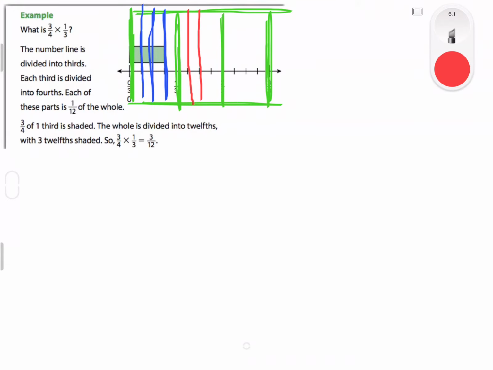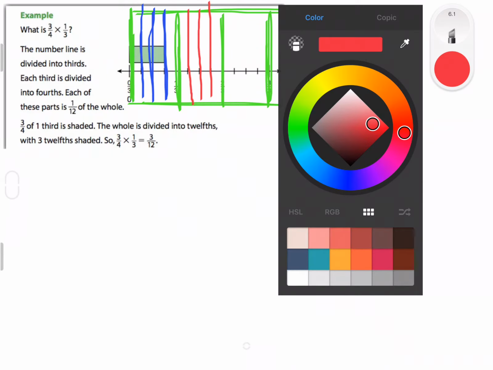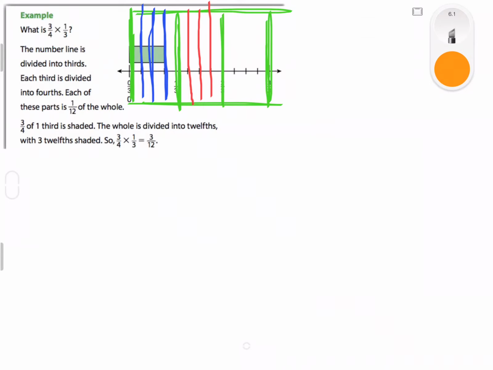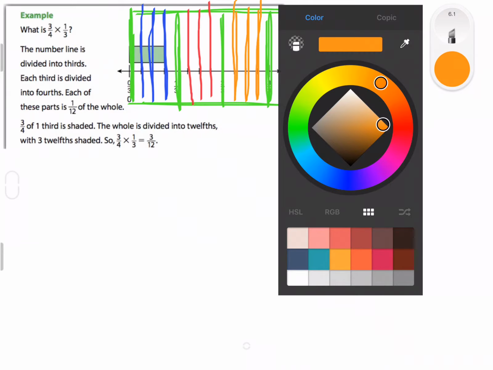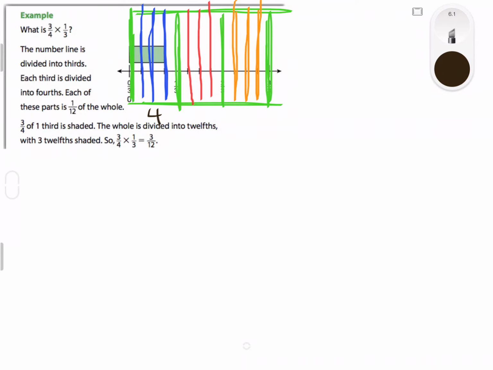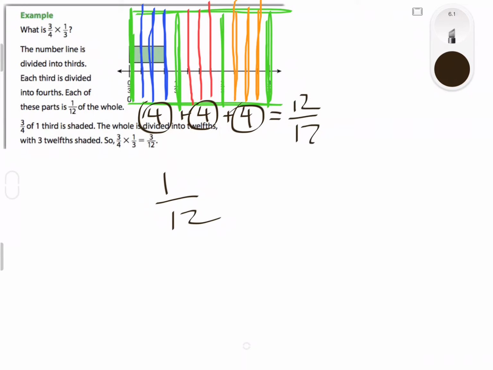So we have that one, and now we'll pick a unique color over here. That'll work. And I have taken the number line, turned it into a rectangle, and chopped it up as best I can into 12 long pieces. There are 4 long pieces here, 4 long pieces here, and 4 long pieces here. Each one of those long pieces has a value of 1/12. So 4/12 plus 4 more twelfths plus 4 more twelfths is going to be 12/12, or 1 whole.